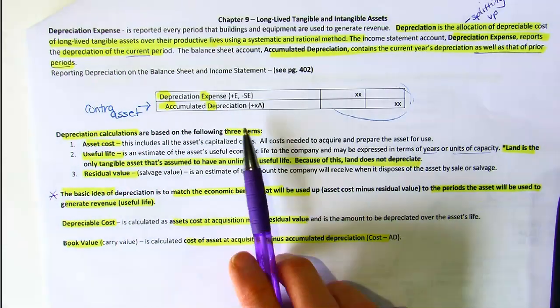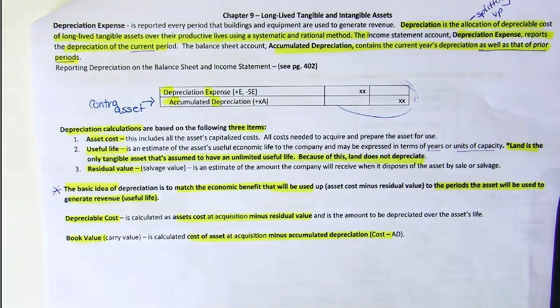And here's the journal entry you learned in Chapter 4. We debit depreciation expense, and we credit the contra asset accumulated depreciation instead of crediting the asset directly. And then we use the accumulated depreciation account to subtract from the asset on the balance sheet. Why do we do that?